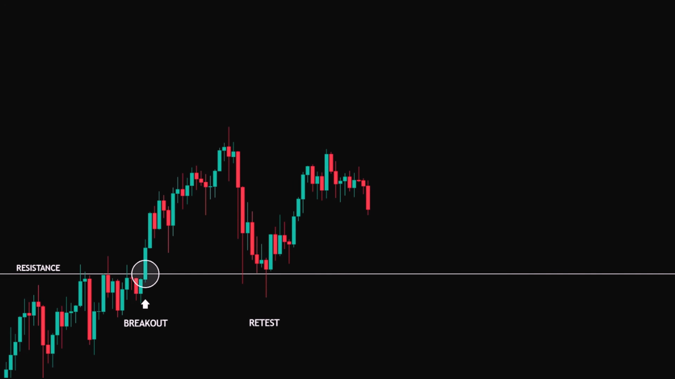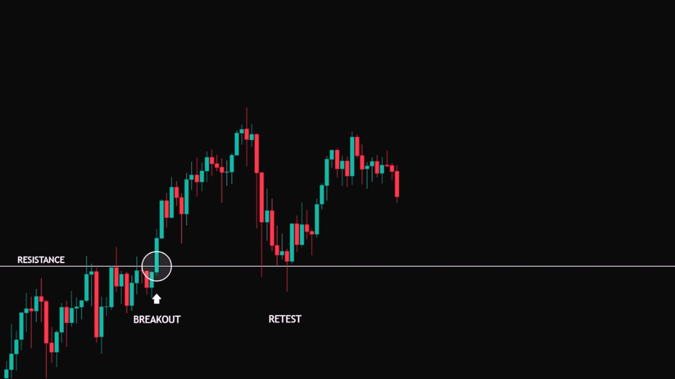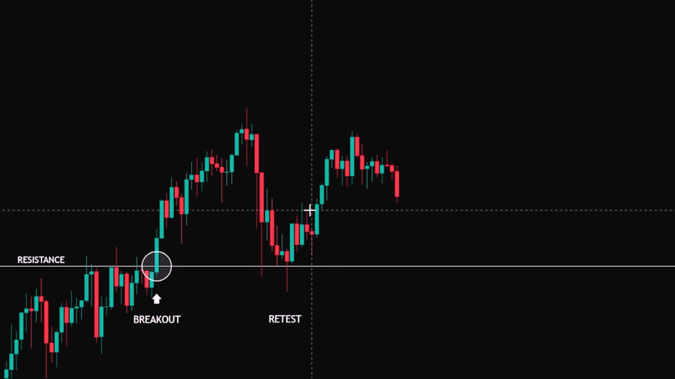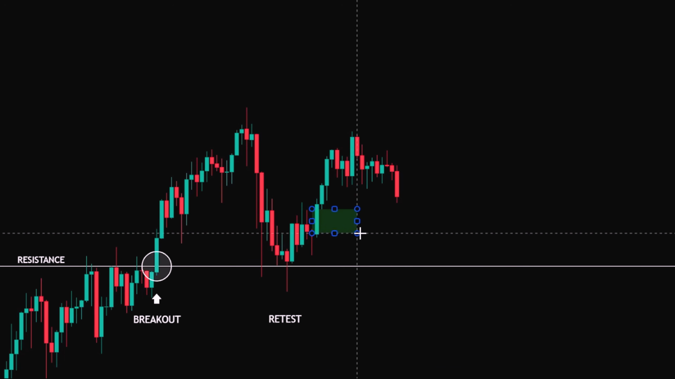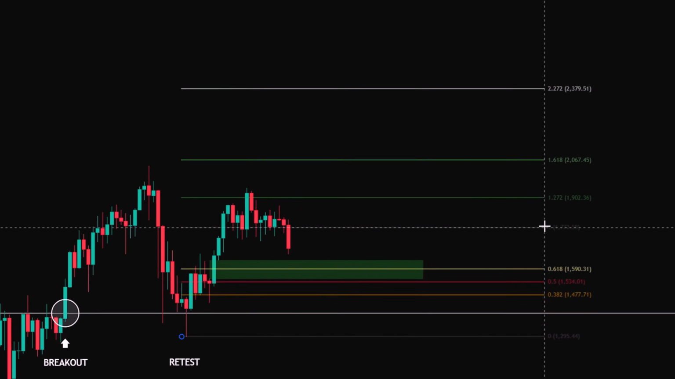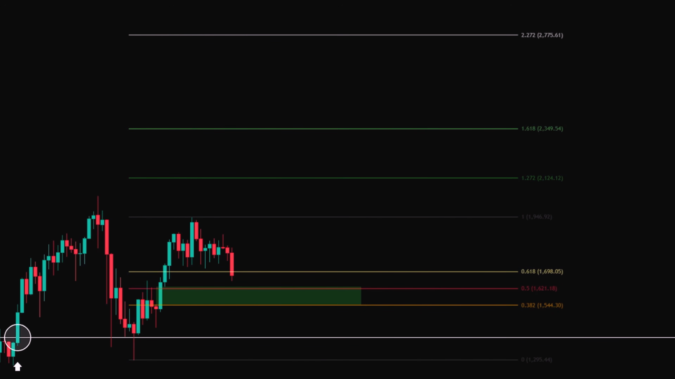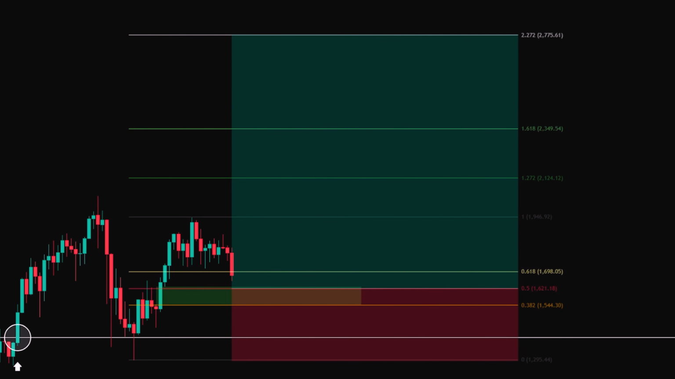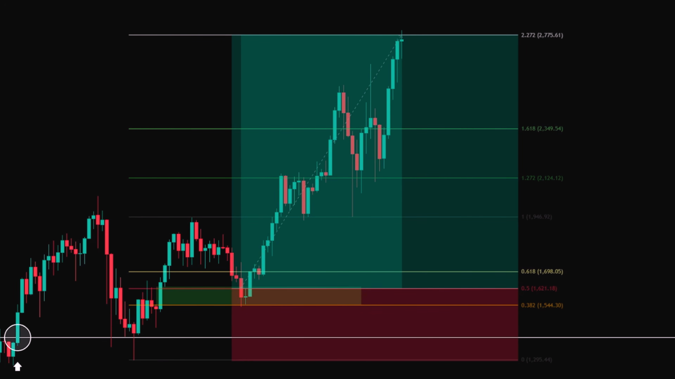Let's take a look at another example. Here, price just broke through a key resistance level. So we assume this could be the start of a new uptrend. Once price completes its first impulse move, we spot the fair value gaps inside that move. Then we draw our fib tool, wait for the retracement, and enter long. In this case, our take profit target is the 2.272 extension, and that gives us a clean 1 to 4 risk to reward trade with massive profit.